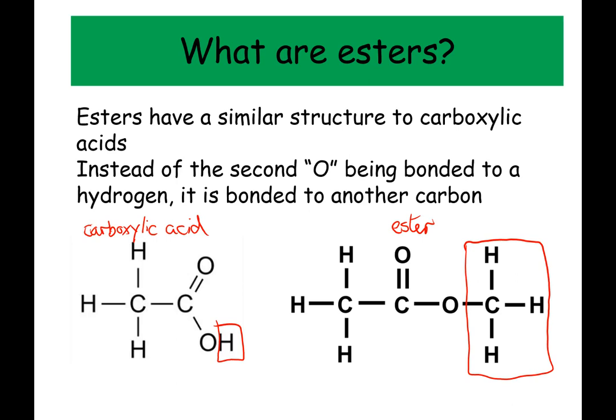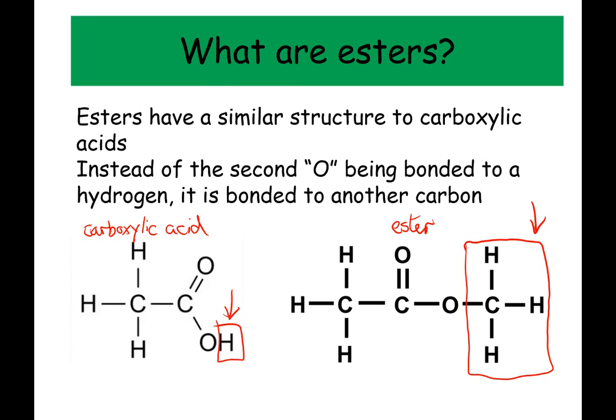When we look at a carboxylic acid, it's got an H attached to the oxygen. And when we look at an ester, it's got a carbon and some hydrogens attached to that second oxygen. If it's in a diagram, it's nice and easy to spot because you're just looking at that singly bonded oxygen, and you're looking at what's attached to it.